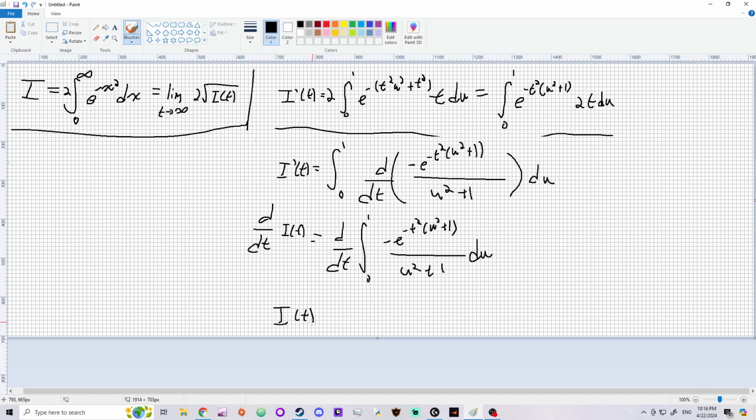And we now have I of t is equal to the integral from 0 to 1 of negative e to the negative t squared (u squared plus 1) over u squared plus 1 du. Oh my god, this is getting crowded now. And remember, guys, when you're doing an integral, you can't forget plus c. It's very important. This plus c is basically what's going to give us the answer here.